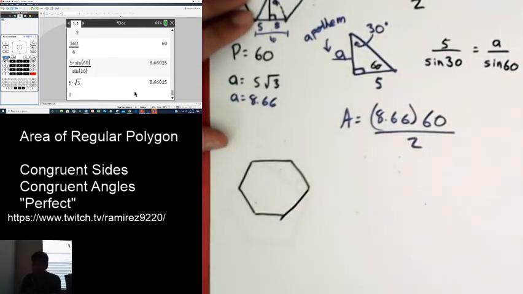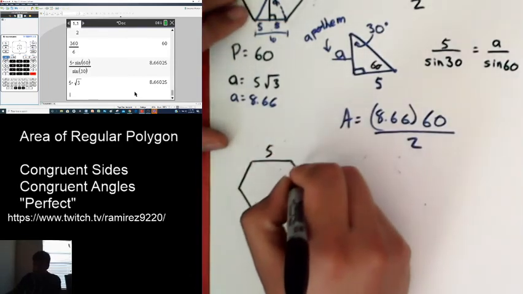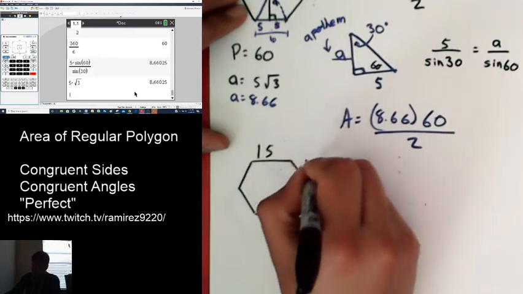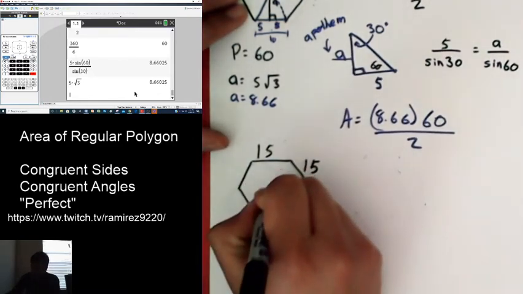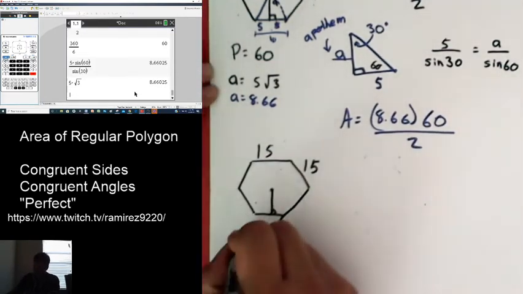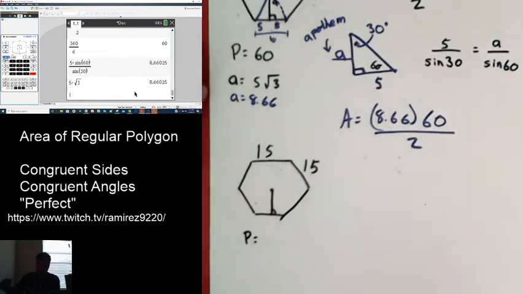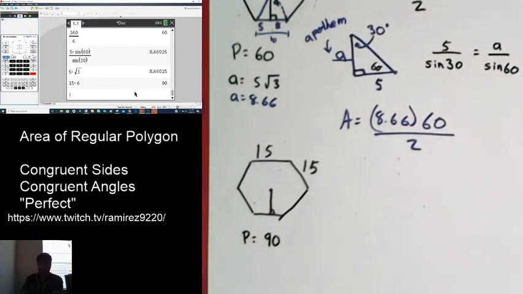All right, so here we go. This is another hexagon. Let's just say that the sides were 15. Everything was 15, right? And again, that's all you knew, but you did not know your apothem. My perimeter is going to be 15 plus 15, a whole bunch, total of 6 times. So my perimeter here I know is 90, but I want to find my apothem. So I do the same thing.